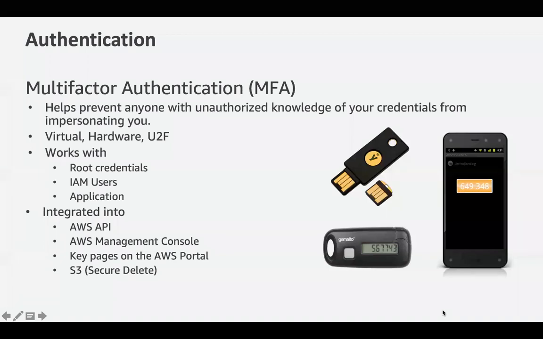There are three types of multi-factor authentication. One is a virtual MFA, like we did yesterday from your mobile device, where you have a virtual MFA like Google Authenticator or anything else. You can use that to authenticate, and it will keep generating a 6-digit PIN. Or you can also use a hardware token like this. It's called a Gemalto token.